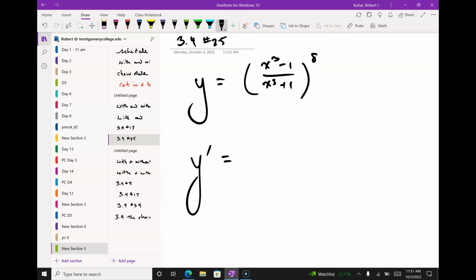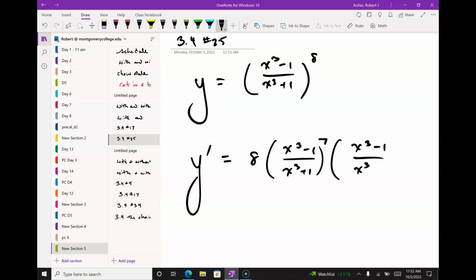So it's pretty clear that the outside function is something to the 8th power, right? And we know how to take that derivative. The power comes down and we reduce the power. So 8 times that inside, keep the cat in the box, reduce the power, but then take the derivative of the inside. And I don't know if you see it, but what rule are we going to use? Yeah, quotient rule.